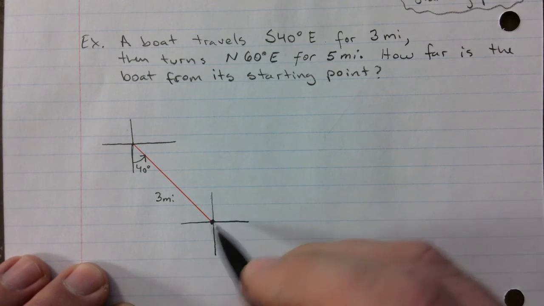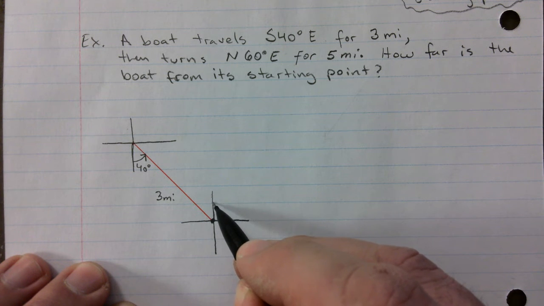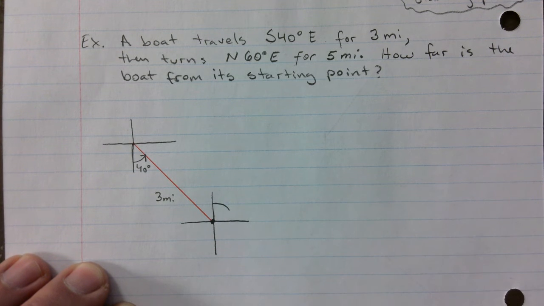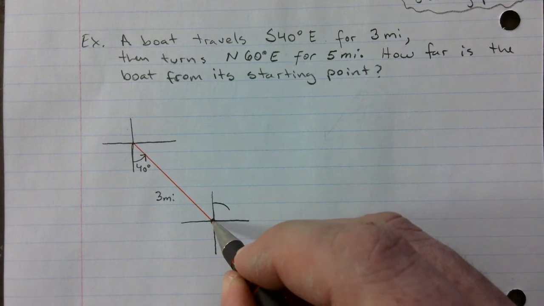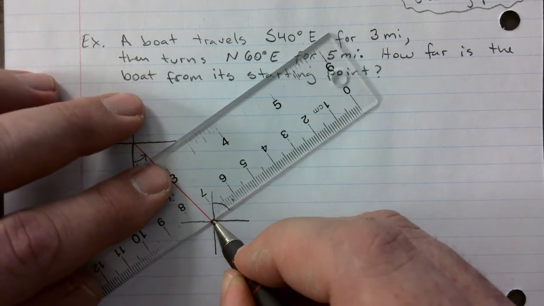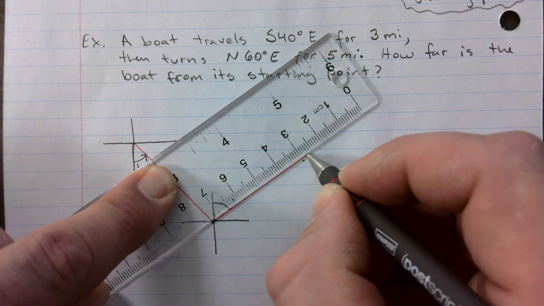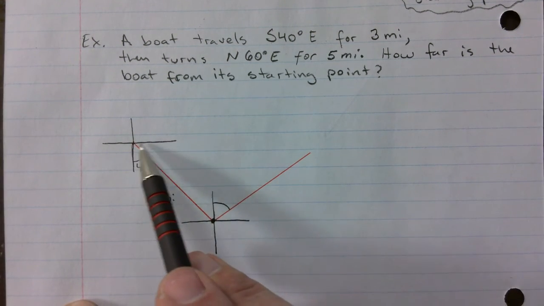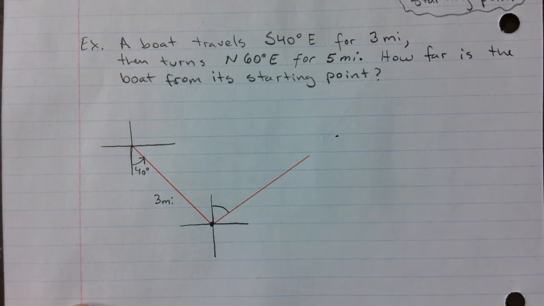And now we're going north, 60 east. So you start north, you turn 60. It should be a bit more than 45, like right about there. And we're going 5 miles that way. I'm going to make it longer than the other one, but I'm not lined up perfectly.